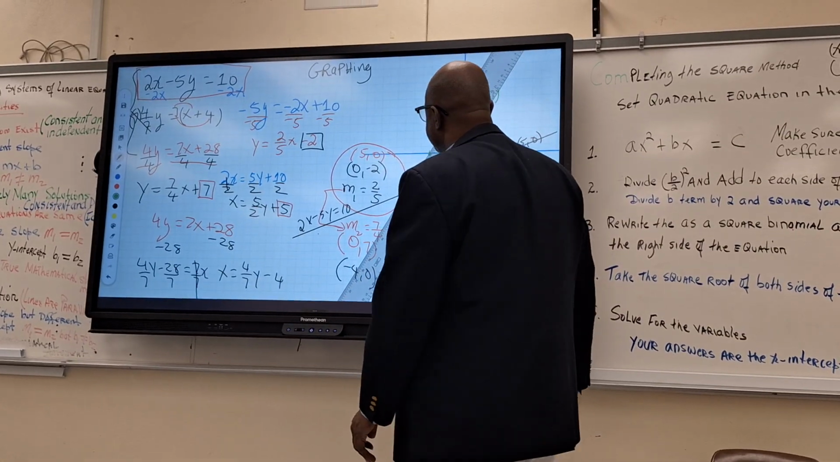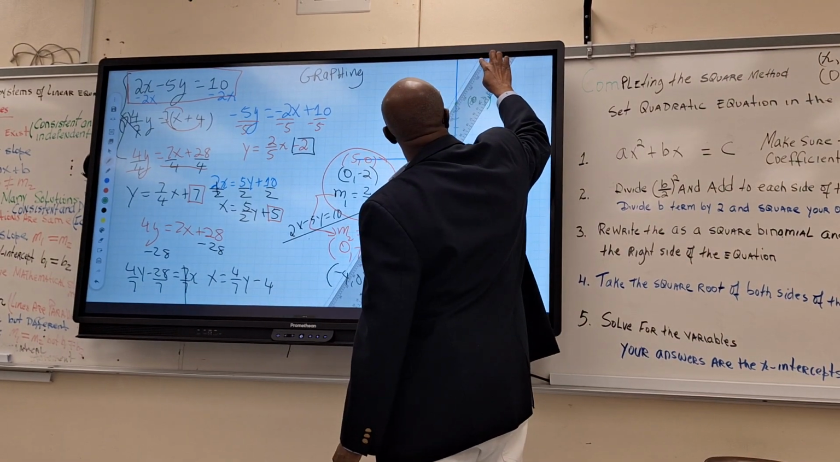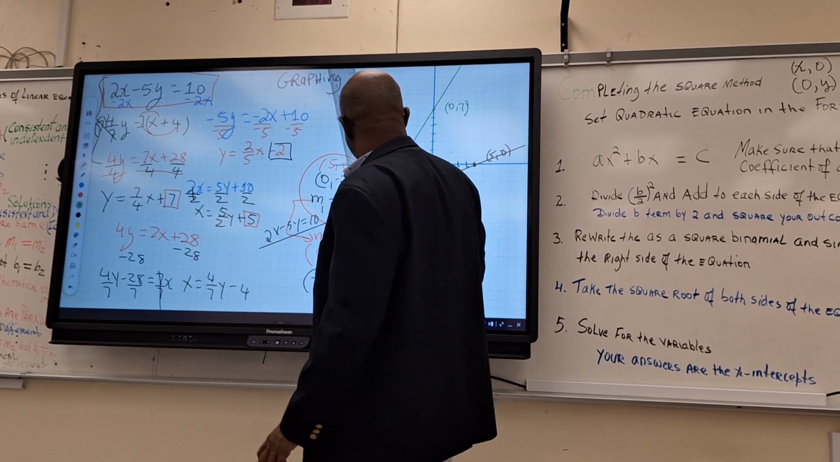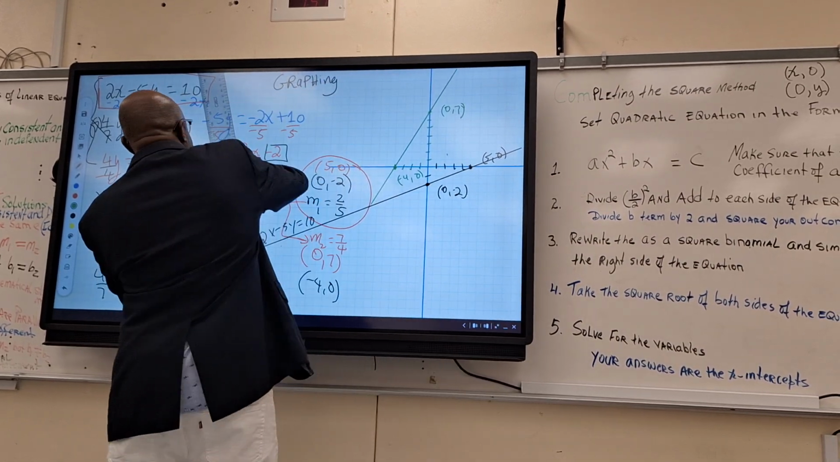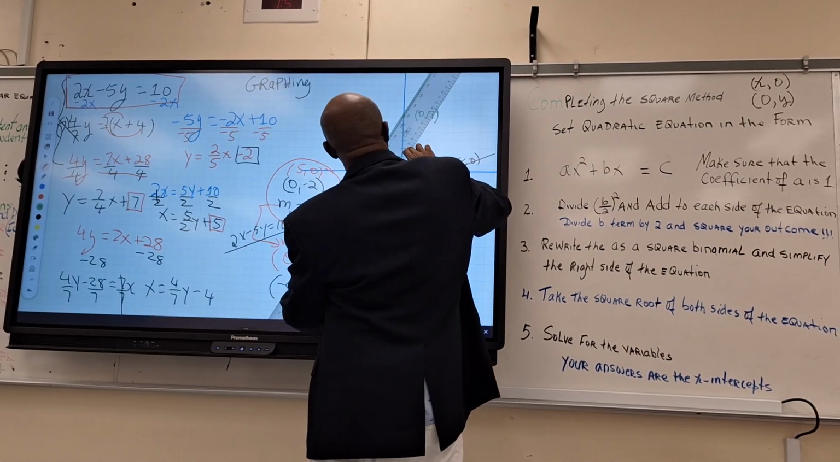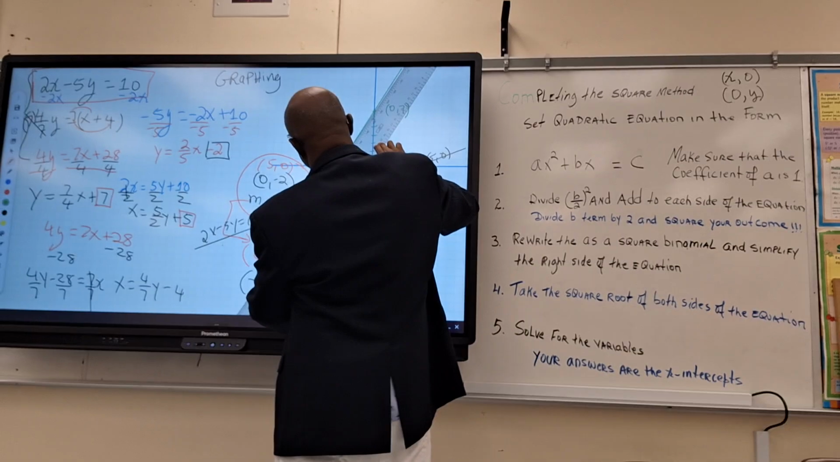Connect those 2 points, right? And use your ruler to... almost messed up. Let's do that again. Did not go long enough.